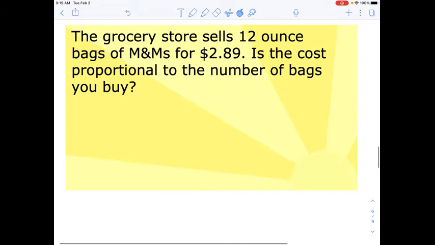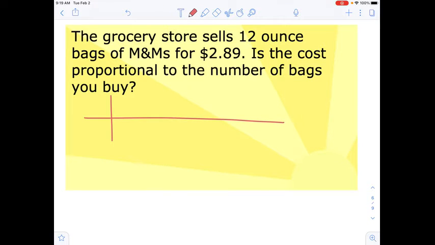Okay, the next question says the grocery store sells 12-ounce bags of M&Ms for $2.89. Is the cost proportional to the number of bags you buy? So you could either write an equation or set up a table. So let's do money and bags. So if I buy one bag of M&Ms, one 12-ounce bag, it's going to be $2.89.